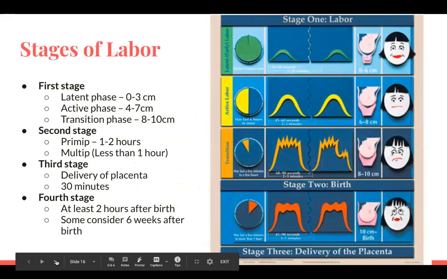So the stages of labor. The first stage is latent 0 to 3 centimeters, active 4 to 7, and then transition 8 to 10. And if this is their first time giving birth, usually the second stage takes 1 to 2 hours. But if this is multiple births for them, it can be less than an hour. The third stage is the delivery of the placenta, and I talked about before if the placenta isn't delivered within that time, they can start suspecting placental fragments, or if another problem is occurring or some sort of bleeding, you would want to look for that. And then the fourth stage, we're watching the mom for at least 2 hours after birth.